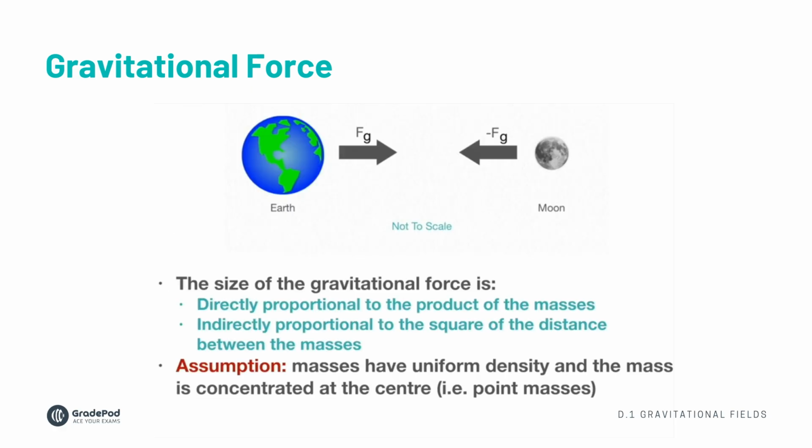And that's where we go back to this point here. You would say, Newton's law of gravitation says that the size of gravitational force is directly proportional to the product of masses and indirectly proportional to the square of the distance between the masses. This assumes masses have uniform density and the mass is concentrated at the centre. It's a bit of a mouthful, but certainly something you'd want to memorise. This is probably worth about 3 marks.